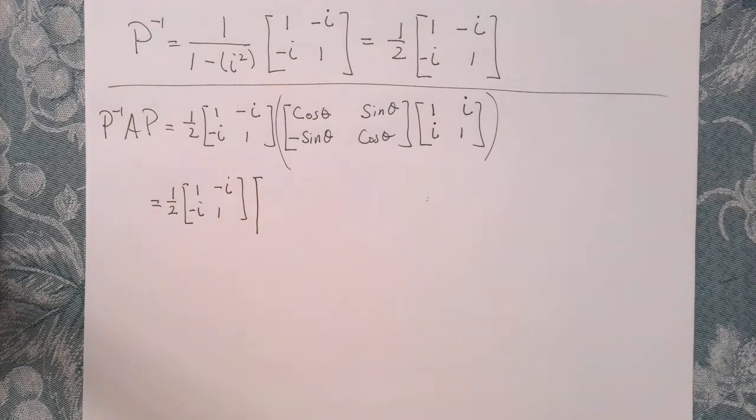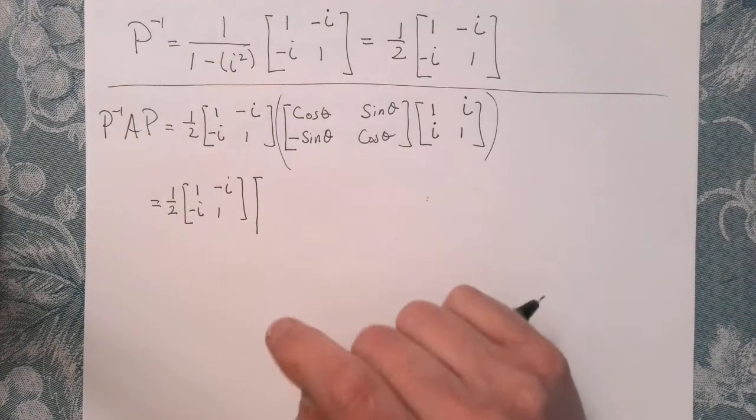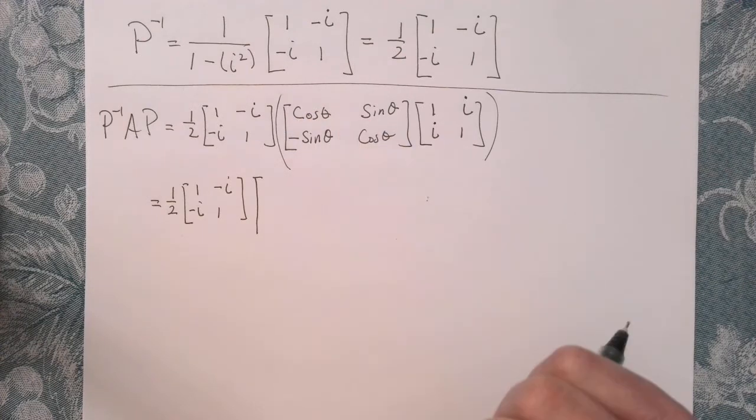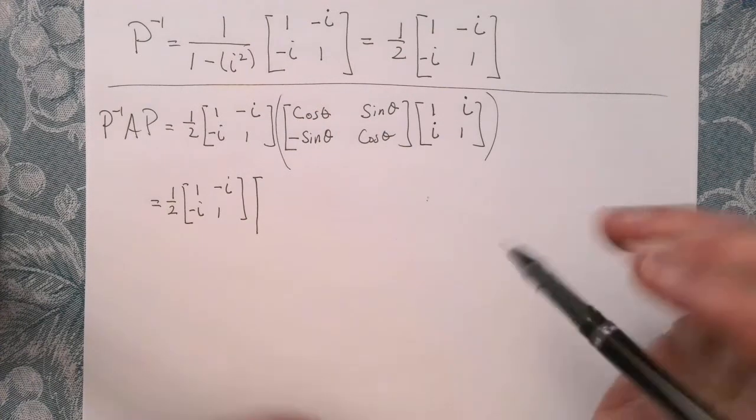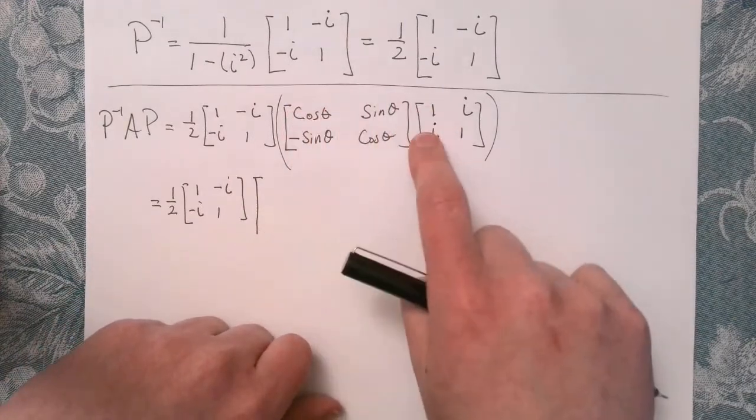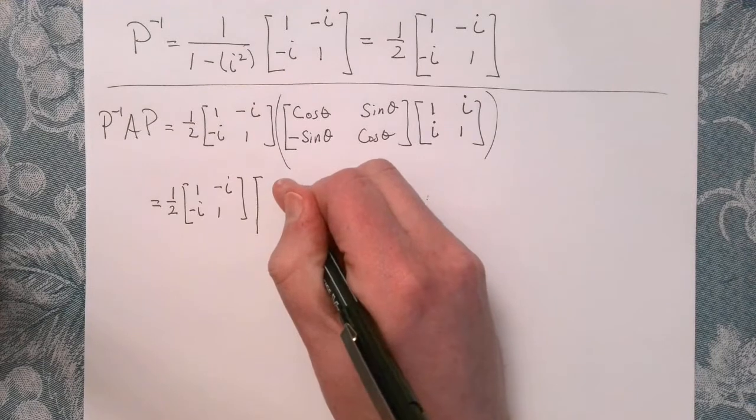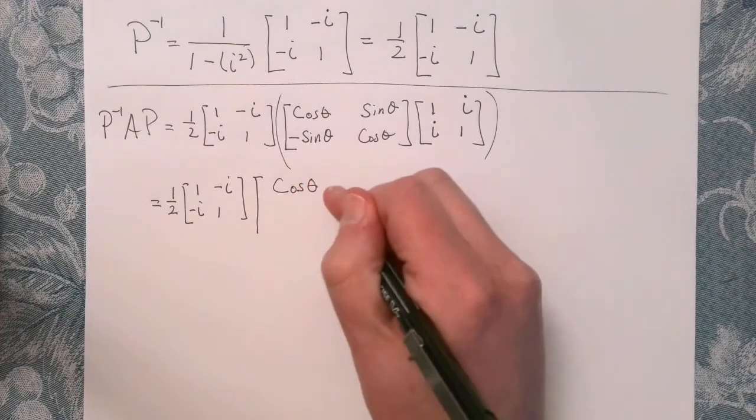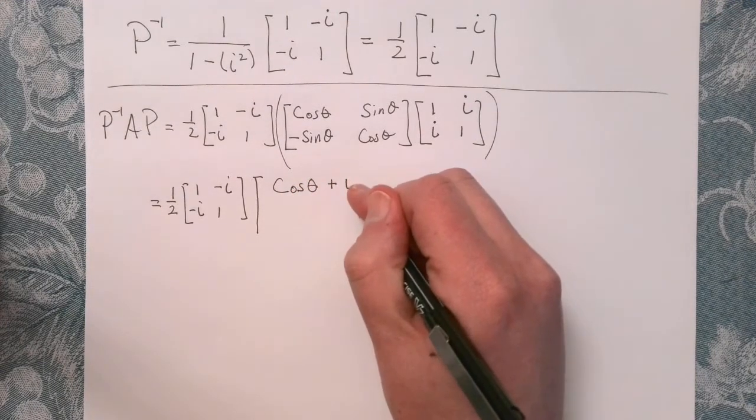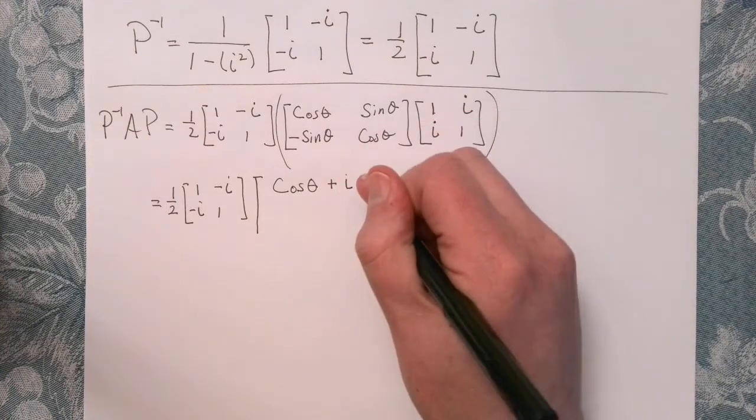Give myself some room here. Okay, so row by column here. So this will be product plus product. That's going to be cosine of theta plus i sine of theta. I'm not going to get too excited about that until we're finished multiplying.